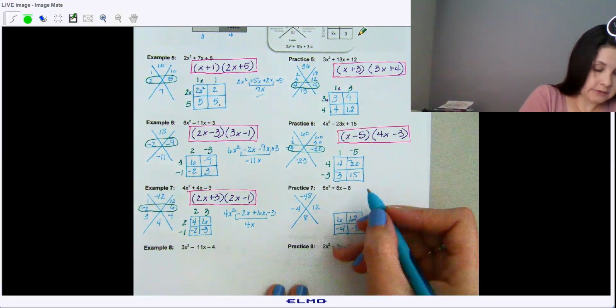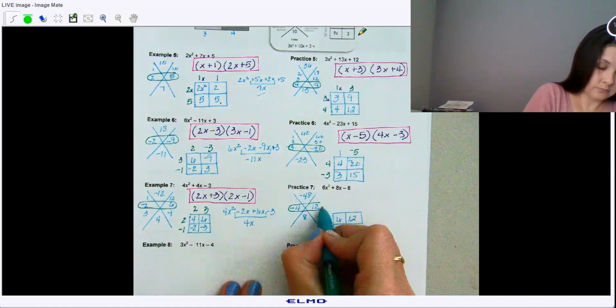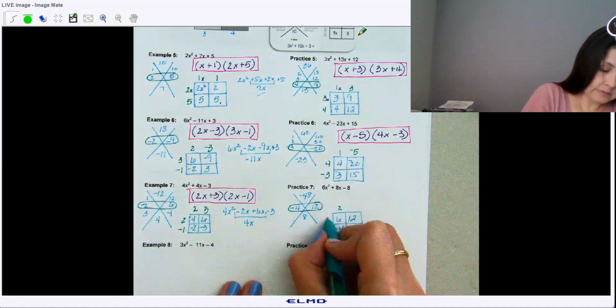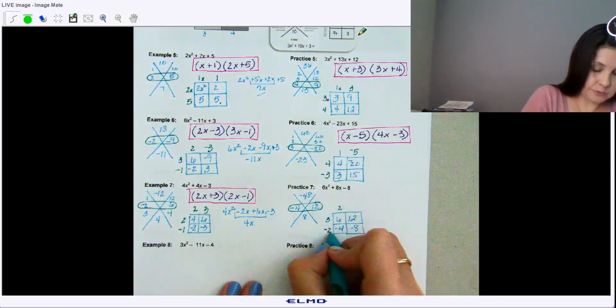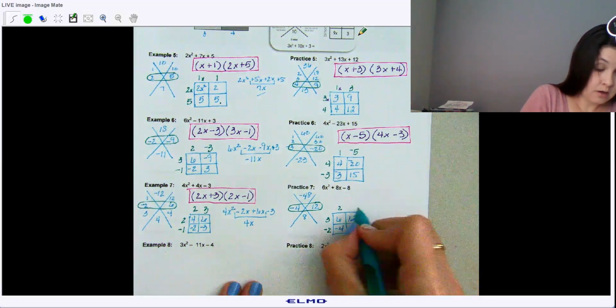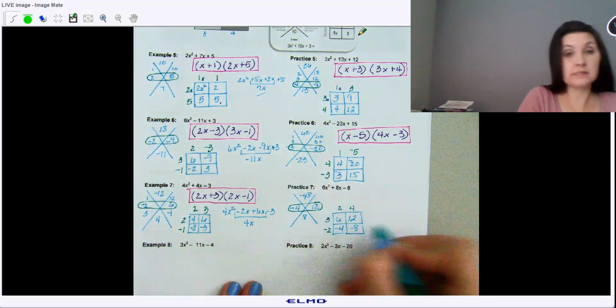So let's see if this will work. 2 times 3. 2 times a negative 2 gives me negative 4. 4 times 3 is 12, and 4 times a negative 2 is a negative 8.